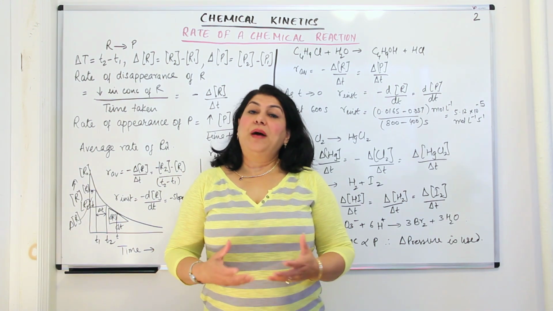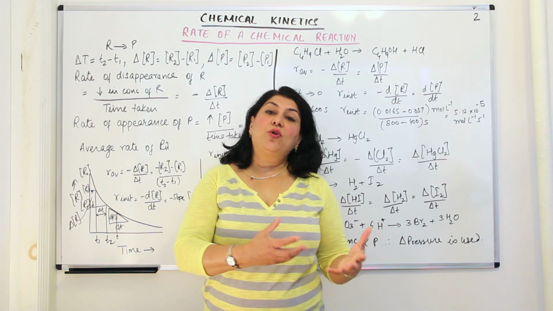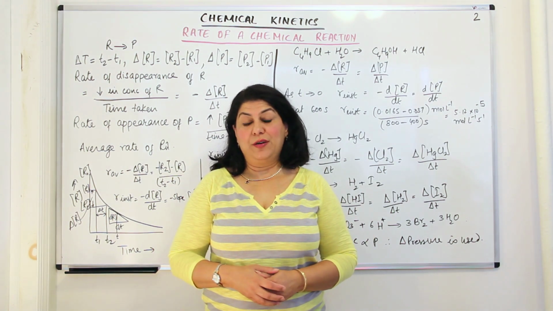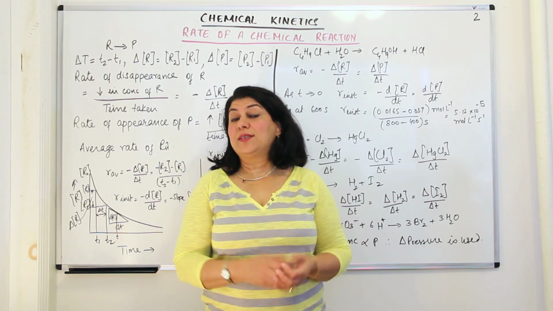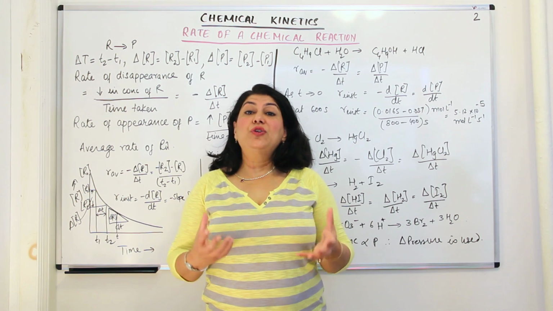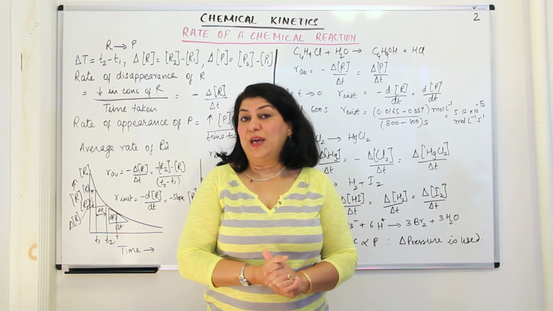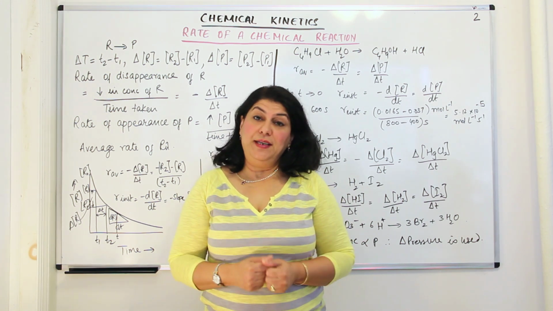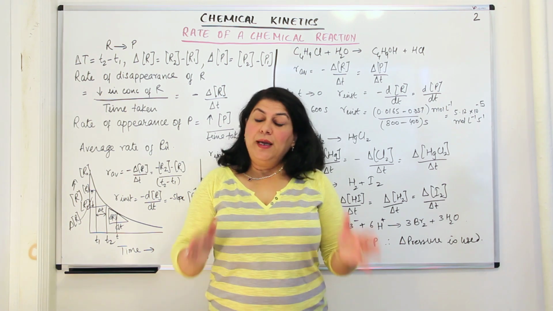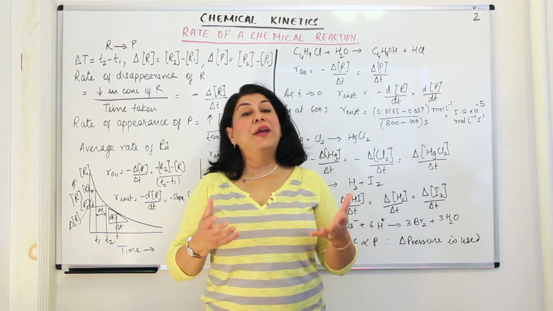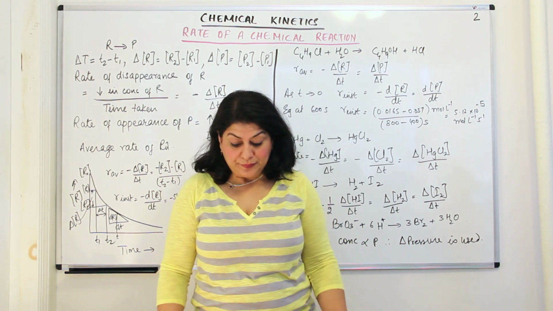I told you in part 1 how important it is for us to know how fast or how slow a chemical reaction occurs. And if we know how fast or how slow it occurs, are there ways we can alter the rate of a chemical reaction according to our needs? So that is the need for our knowing chemical kinetics. In this video, I'm going to talk about these rates of chemical reactions and how we calculate this rate.